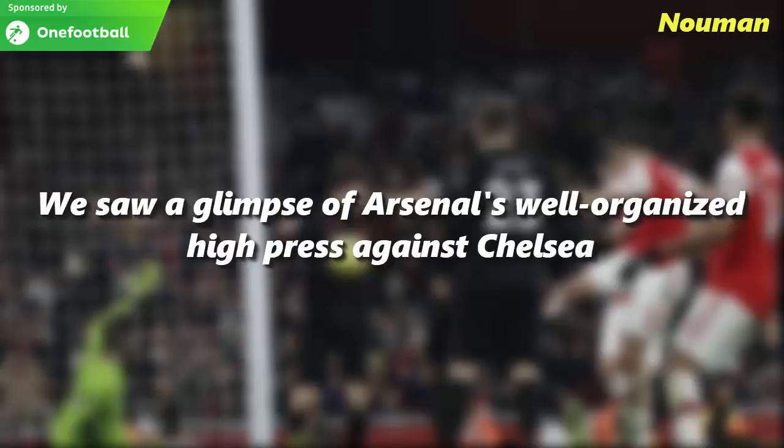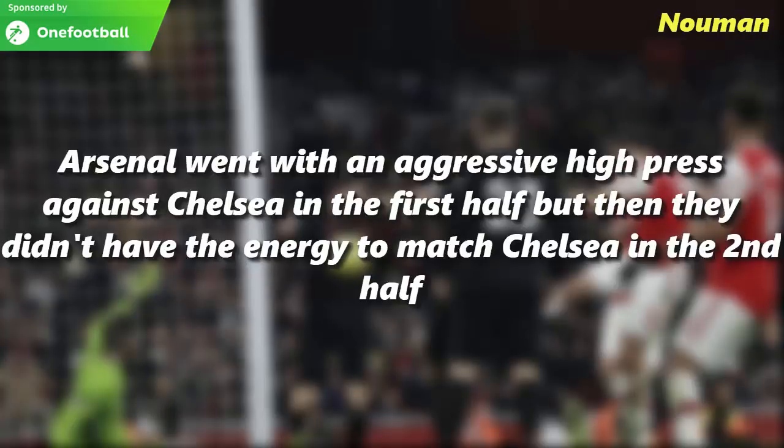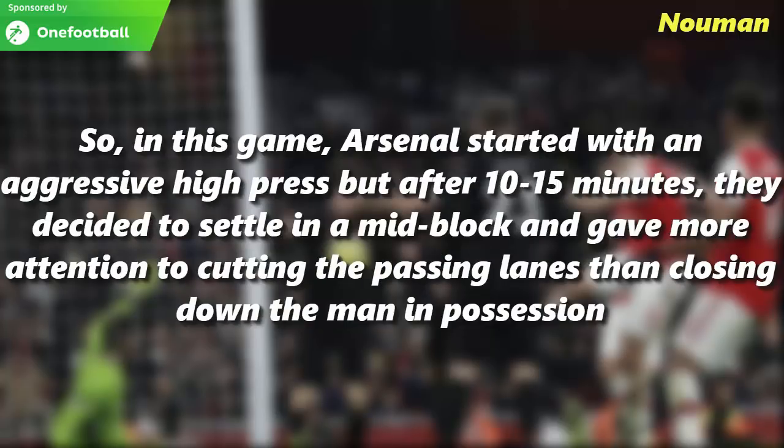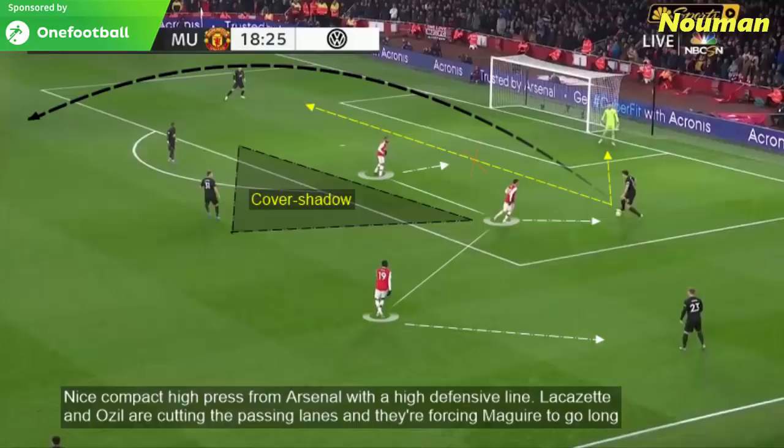We saw a glimpse of Arsenal's well-organized high press against Chelsea. Arsenal went with an aggressive high press against Chelsea in the first half, but then they didn't have the energy to match Chelsea in the second half. So in this game, Arsenal started with an aggressive high press, but after 10 to 15 minutes, they decided to settle in a mid-block. And they gave more attention to cutting the passing lanes than closing down the man in possession.